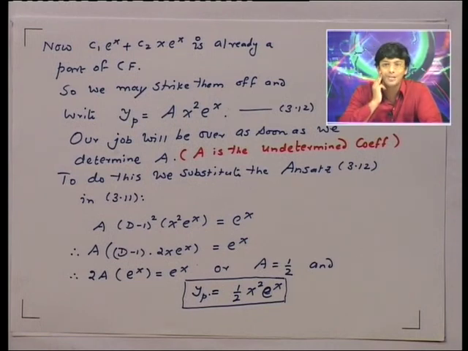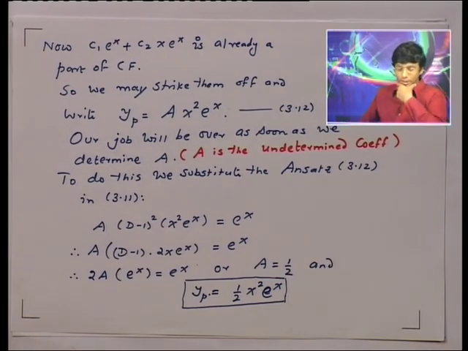Remember that yp is a solution of our ODE, d minus 1 squared y equal to e to the power x. So we substitute the ansatz 3.12, the form of the particular solution. We have taken yp to be this form. This is substituted into the differential equation. What is the differential equation? D minus 1 squared yp equal to e to the power x. So a comes out, since d minus 1 squared is a linear operator, so a into d minus 1 squared x squared e to the power x on the left hand side. On the right hand side we have simply e to the power x.